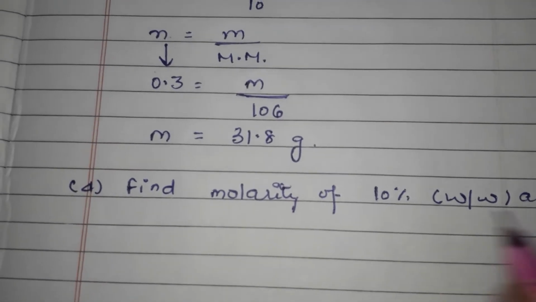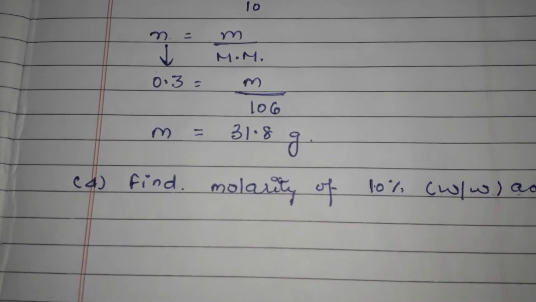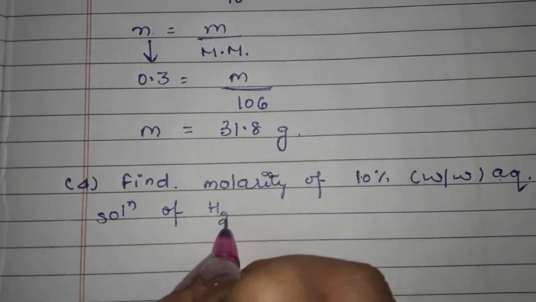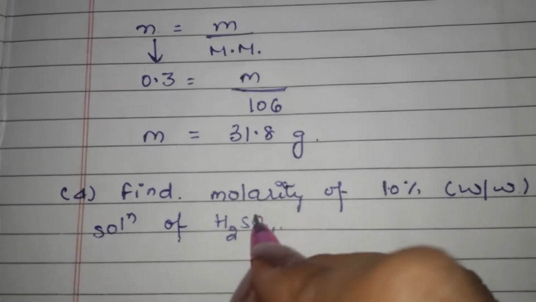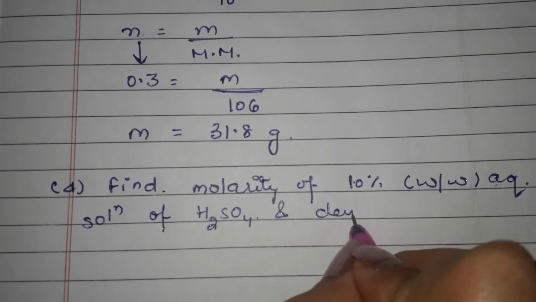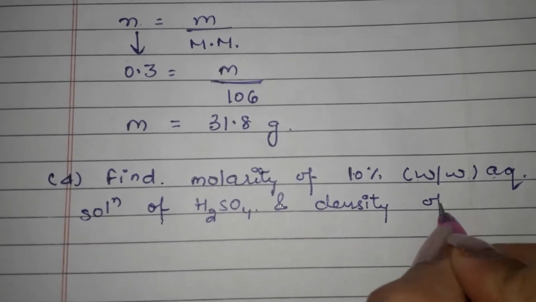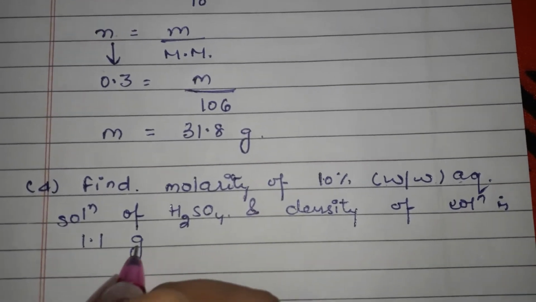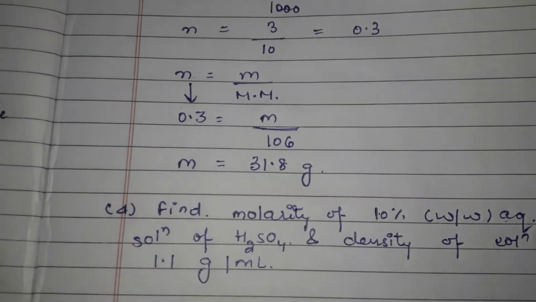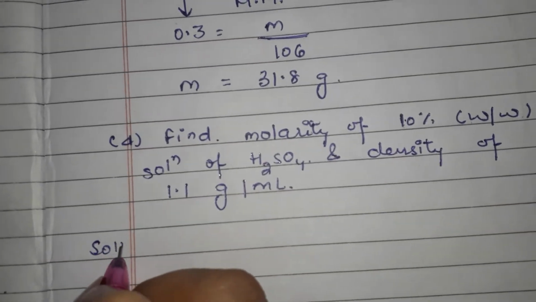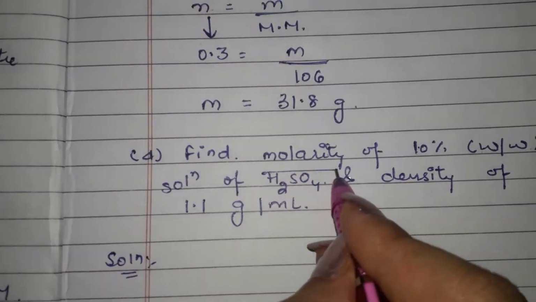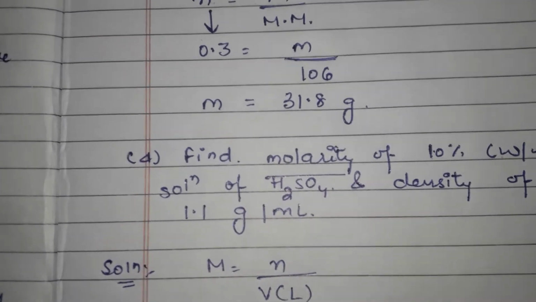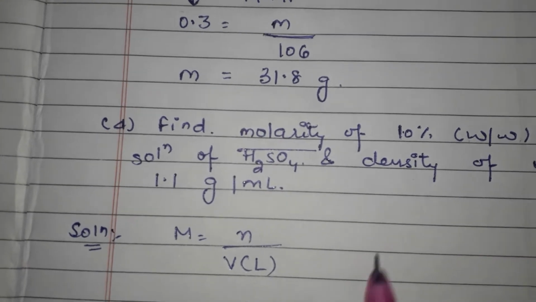Find the molarity of a 10% weight by weight aqueous solution of sulfuric acid. The density of the solution is 1.1 gram per ml. Now here we have to calculate molarity. The formula of molarity is number of moles upon volume in liters, right?